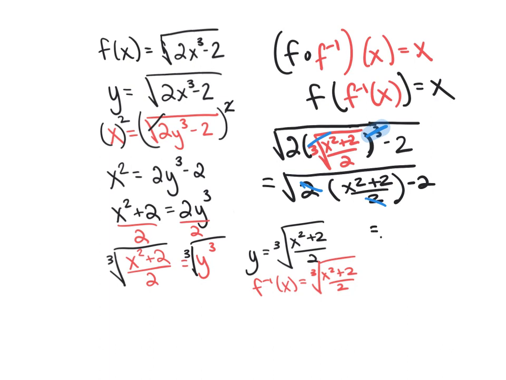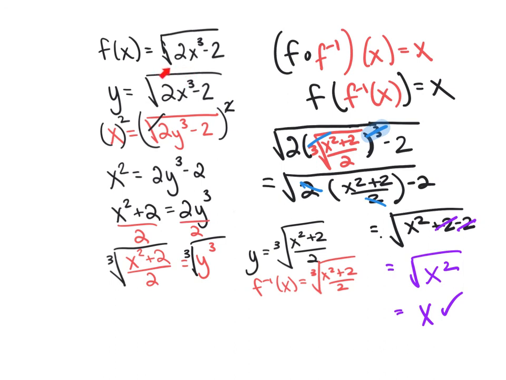so now I'm down here at x squared plus 2 minus 2. Well, now look, the 2 and this 2 cancel. So I'm left with the square root of x squared. And then finally, the square root of x squared is just x. So we've shown that this original function, the square root of 2x cubed minus 2, its inverse is this function, the cube root of x squared plus 2 over 2.